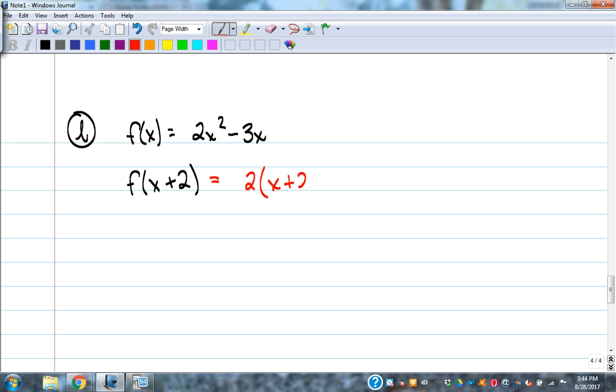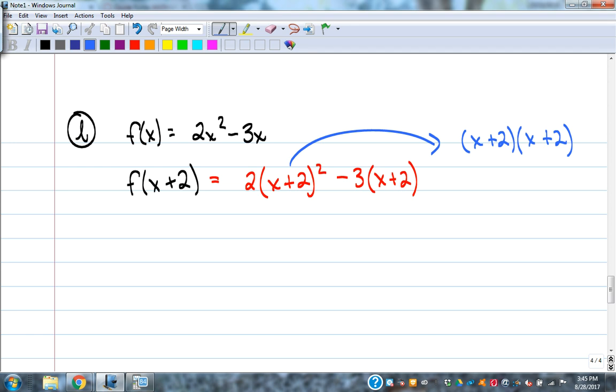2 parentheses x plus 2 squared. 3 parentheses x plus 2. Okay. Now, again, order of operations takes control and says you got to do parentheses if you can do anything in them. Turns out you can on this one. The next thing would be exponents. So we got x plus 2 squared. So out here, I'm thinking x plus 2 squared.